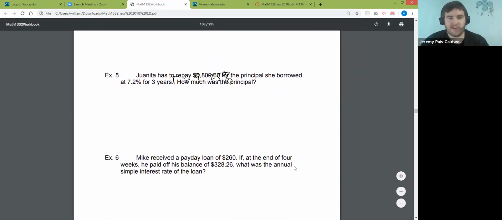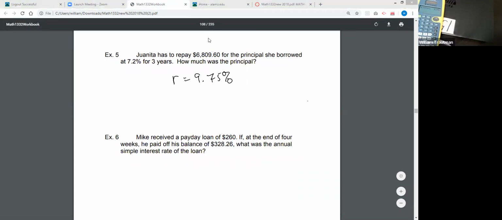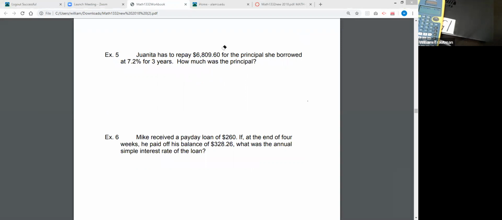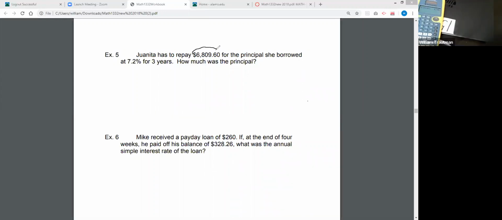All right. The next one looks tricky because this time we're trying to find the principal. There's a little algebra involved, but it's not too bad. Let's take a look. It says, finally, Juanita has to repay. So this is to repay is the whole thing, so that's A. For the principal she borrowed, we're looking for P. We know R and we know T.